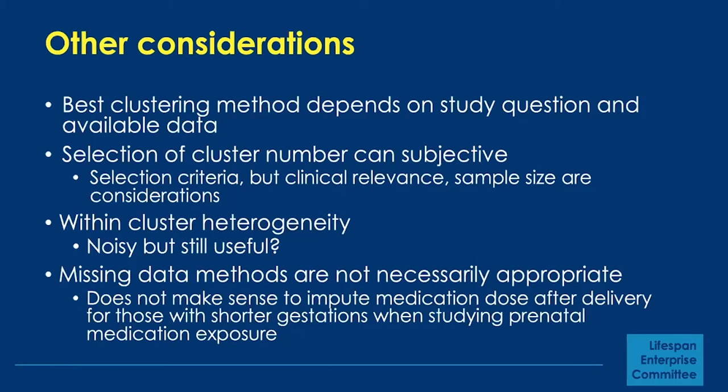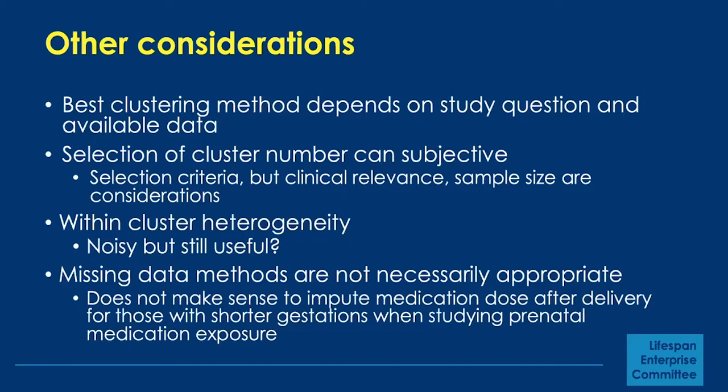The selection of cluster number can be subjective, and I did mention some selection criteria when I was giving the brief overview of the methods. But when it comes down to it, clinical relevance of clusters, trajectory shapes, and sample size are also really important considerations. If we run a trajectory analysis and only find a group of 5 individuals out of 5,000, that trajectory group might not really be clinically relevant.